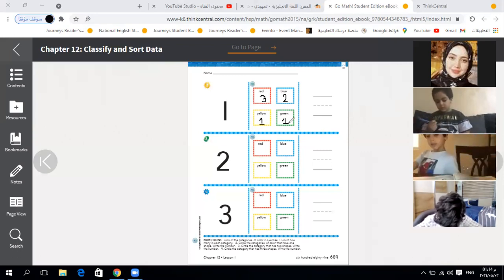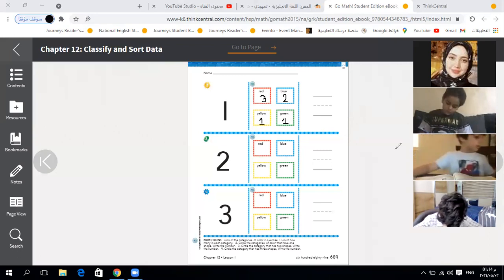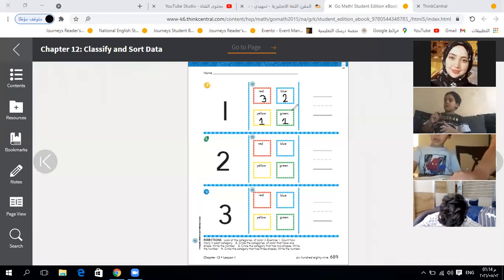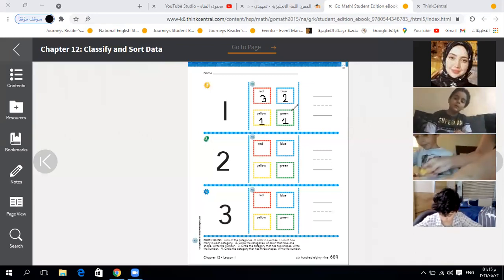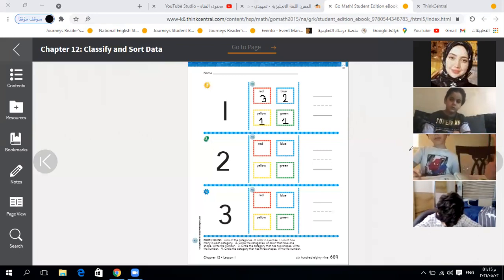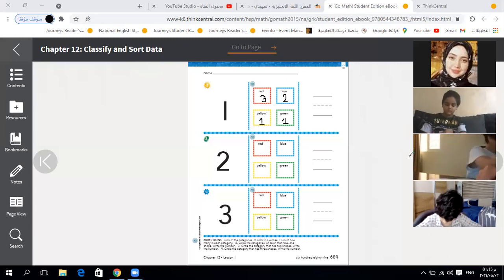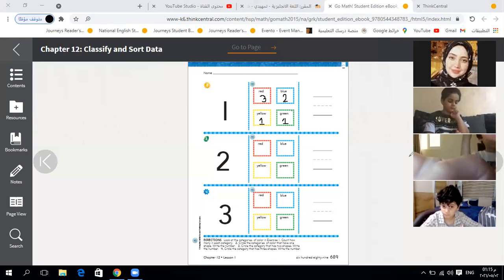So now we're gonna circle the categories that have one shape. So which categories have one shape, Yasin? Yes, Yasin, look at me here. Can you circle the categories that have one shape? In your four boxes. We have four boxes. The red, the blue, and the yellow and the green one. So which categories have only one object or one shape?